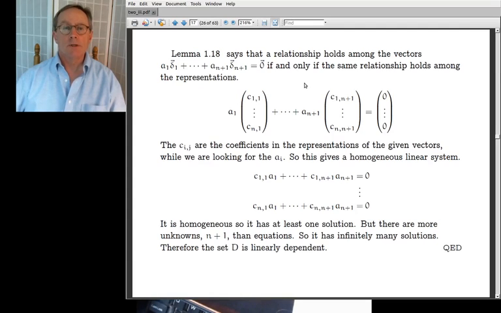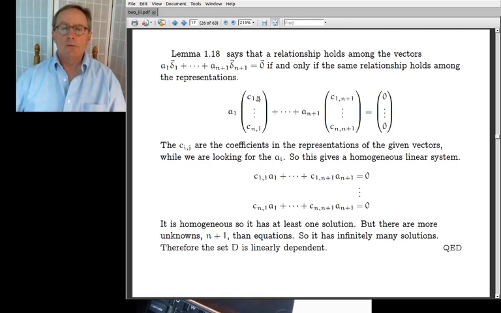The lemma that we saw at the end of the video last time says that the point of calling them representatives is that a relationship holds among the vectors if and only if the same relationship holds among the representatives. I'm interested in the relationship among the representatives because these are numbers. The vectors, in principle, could be anything. They could be 2x2 matrices. They could be cubic polynomials. I don't know. But these are numbers, and I'm very good with numbers, so I'm comfortable there. So I've shifted over from talking about arbitrary vectors to talking about column vectors of real numbers.